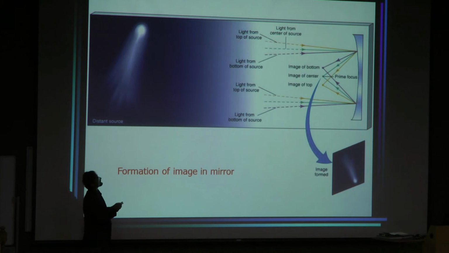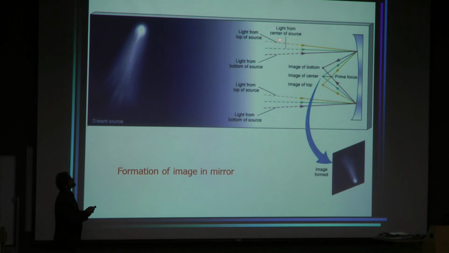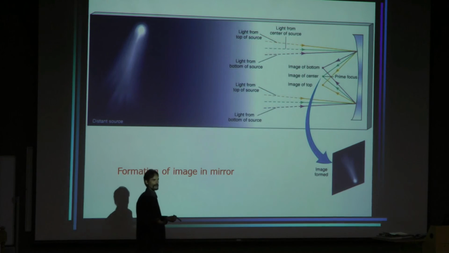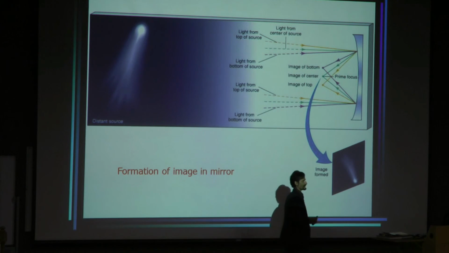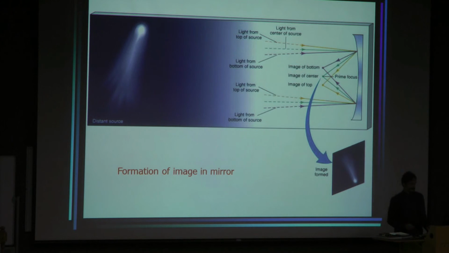So if we look at what's going on here, we look at light from a comet here, light from the top of the source is the yellow part, light from the bottom of the source is the purple part. And what we find when we form the image is that it just is turned upside down. No big surprise there because we're dealing with a mirror after all. So we see that typical inversion. But again, every point on the mirror actually contributes to the formation of the image.